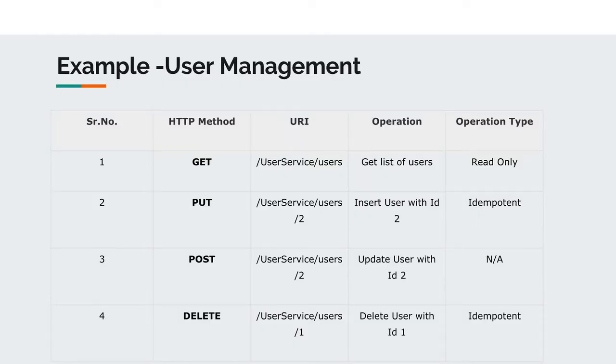So I have explained the entire process here using user management. Here, user service slash users is an HTTP endpoint, and using the get command will give us the list of users, and using the put command you could insert a new user with ID 2, and using the post command you could update the existing resource with ID 2, and with the delete command you could delete the user with ID 1.